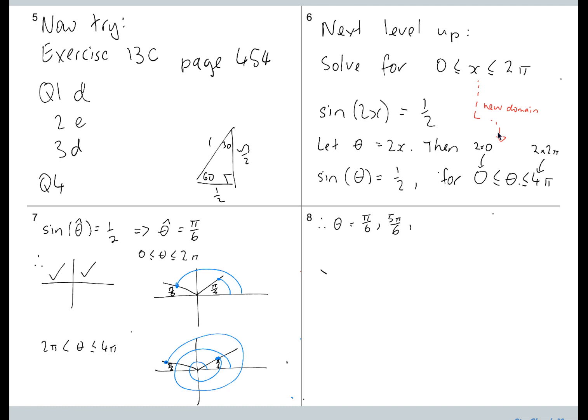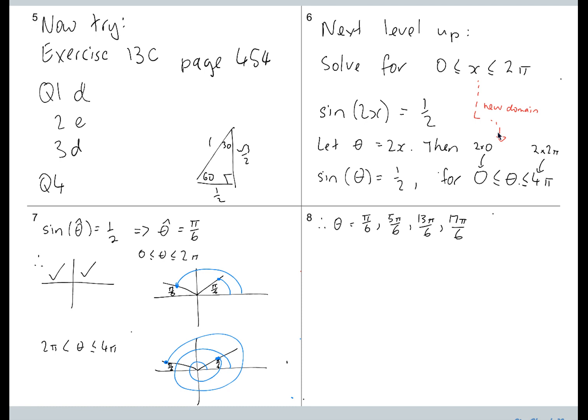The next one is just going to be another 2 pi on, isn't it? That's not too hard to work out. So it's 2 pi plus pi on 6. Well, 2 pi would be 12 pi on 6. So that's going to be 13 pi on 6. And then the next one is going to be 12 pi on 6 plus another 5 pi on 6. So it's going to be 17 pi on 6. Is that okay?